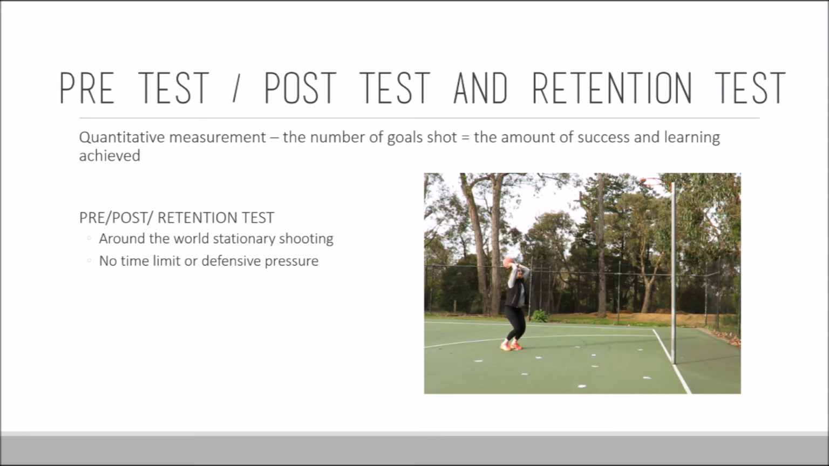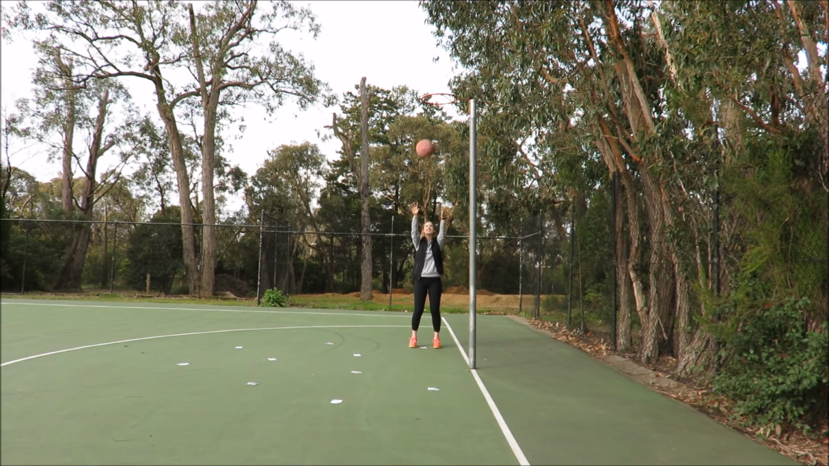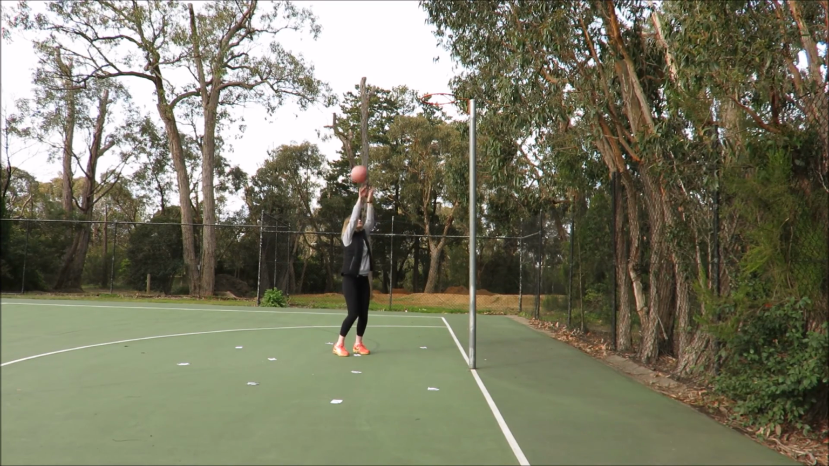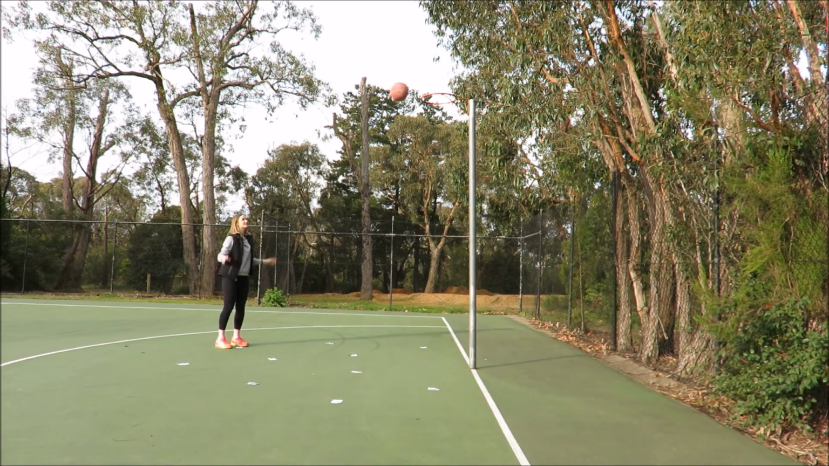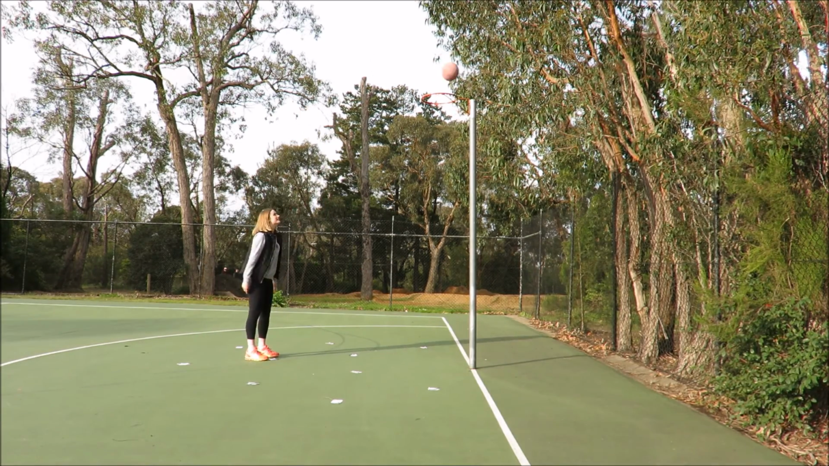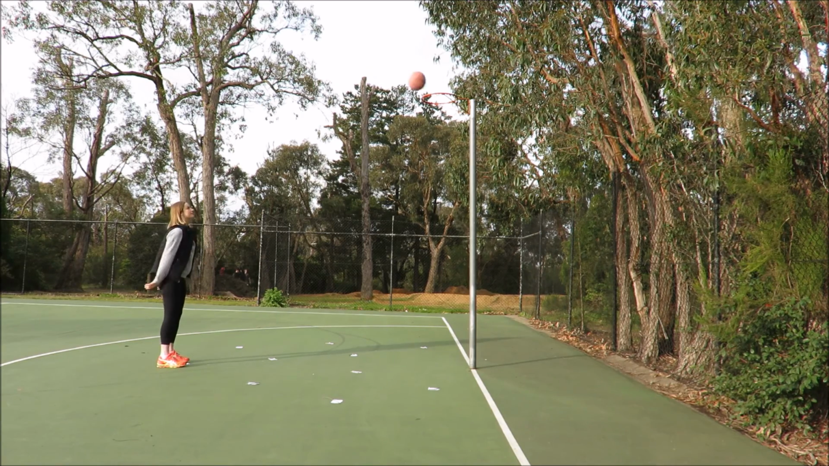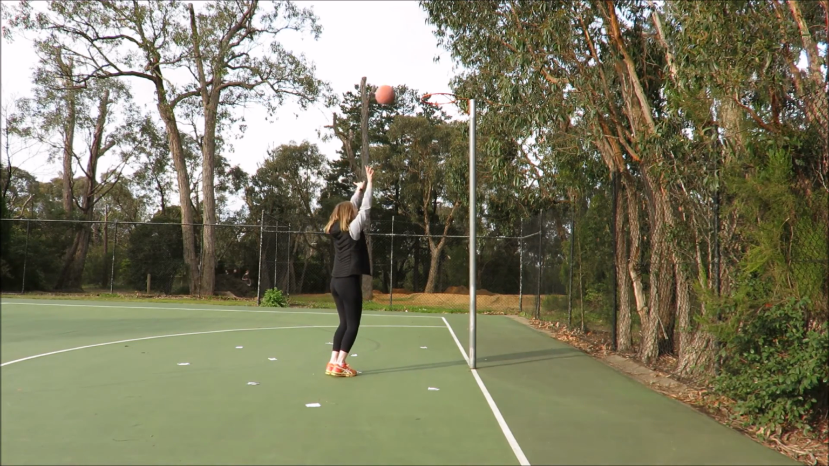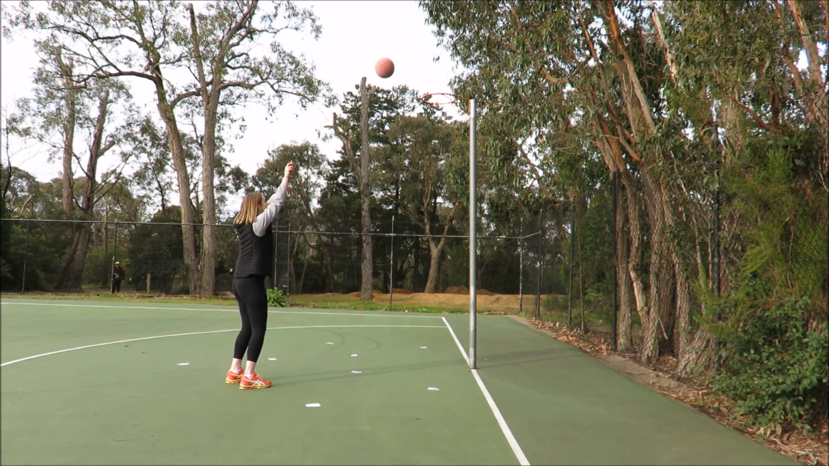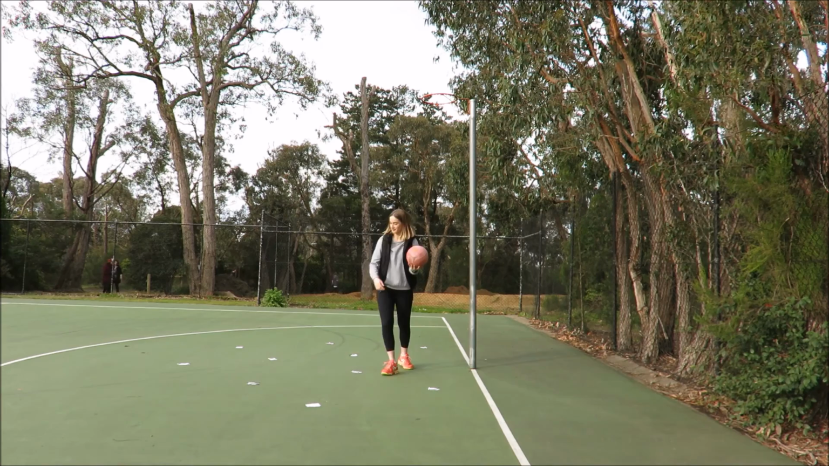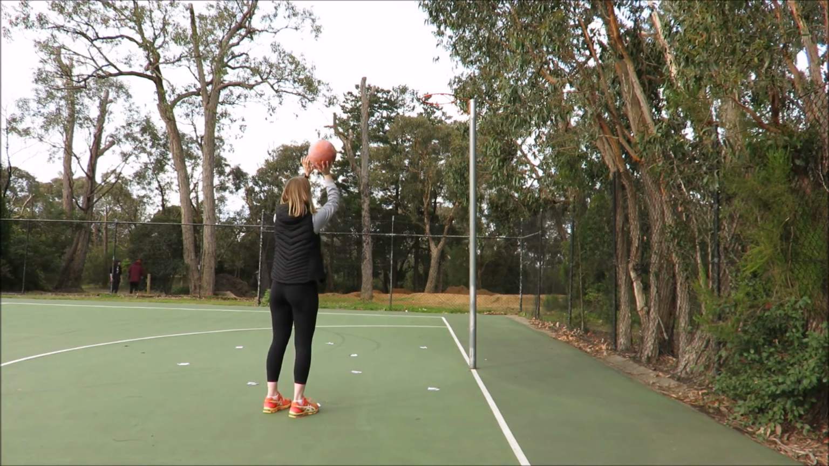The purpose of a pre-test is to get a baseline measurement or a starting point of skill performance and pre-existing knowledge, so we are able to use it as a comparison to see how much learning has occurred and how much information the player has retained after the 4 weeks when a post-test has been performed. We chose an around the world type test where we mapped out different spots around the netball goal circle with various distances from the ring. We measured the success of the test quantitatively by the number of goals scored out of 10 attempts. Dana achieved 2 out of 10 in her pre-test.